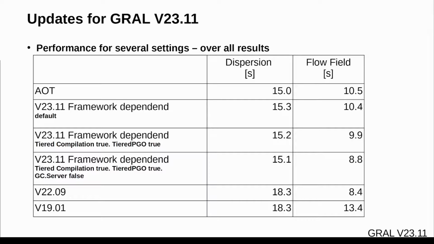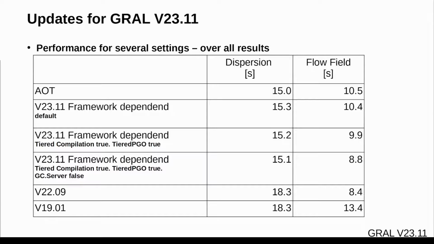The flow field calculation is unfortunately slower, but at the same time the processor load during the calculation has been reduced. It seems that the changes in parallelization and vectorization in .NET 8 led to a regression in performance compared to version 22.09, which was compiled with .NET 6. Compared to version 19.01, however, there is still a performance gain in all cases.